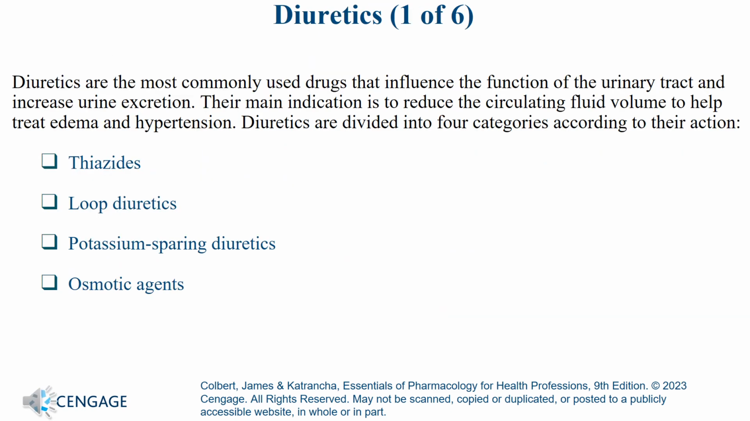Okay, we're going to begin with our diuretics. Diuretics are the most commonly used drugs that influence the function of the urinary tract and increase urine excretion. Their main indication is to reduce the circulating fluid volume to help treat edema and hypertension. Diuretics are divided into four categories according to their action. You have thiazides, your loop diuretics, potassium-sparing diuretics, and your osmotic agents.